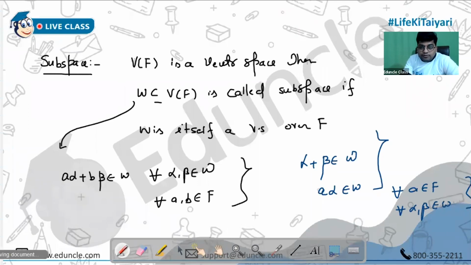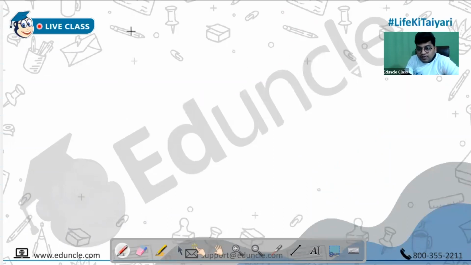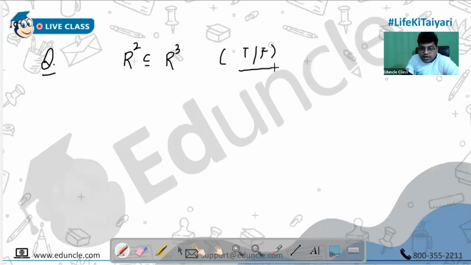Now you can also think about how to prove that a subset of a vector space is a subspace. I will give you some examples, but before starting, I want to ask you one question. Can you say R square is a subspace of R cube? Yes or no? True or false? R square is a subspace of R cube.